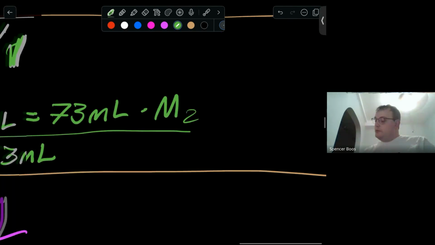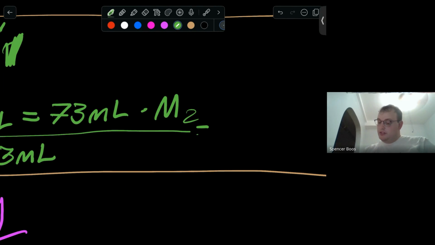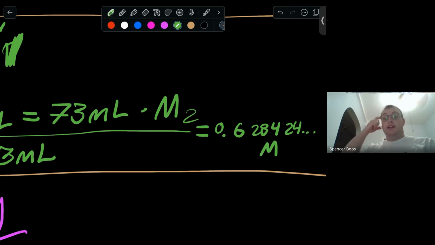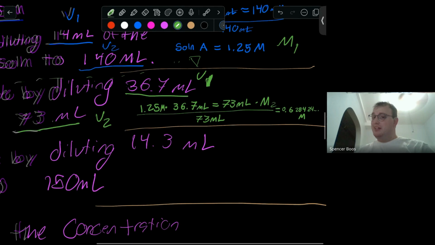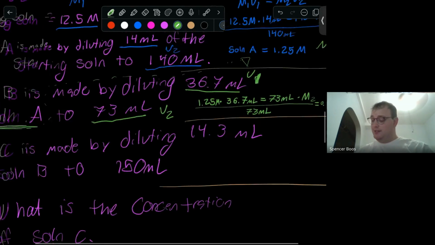And we get this equal to 0.62424 and so on, molar, because it goes on for quite a long time. We're going to leave it unrounded for now. We'll round at the very last step. So the real question is, am I done? No, we aren't, because we're only at solution B. We need to get to solution C.